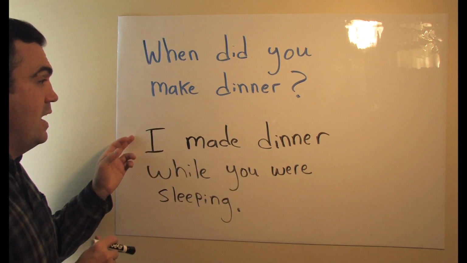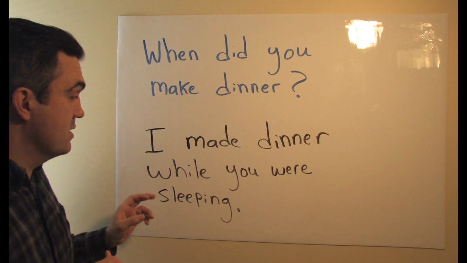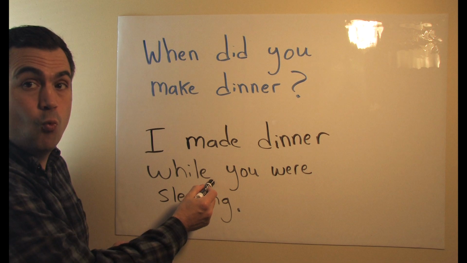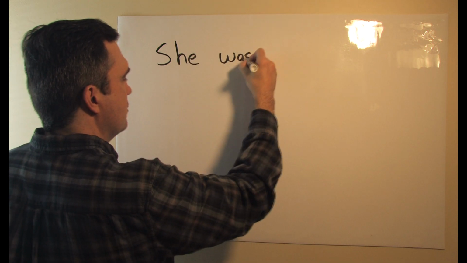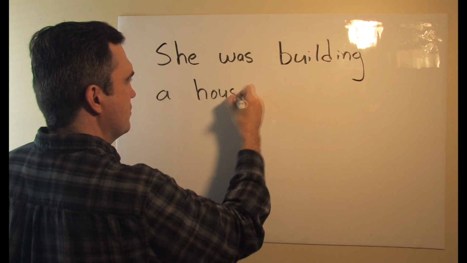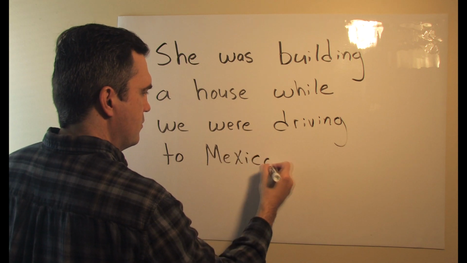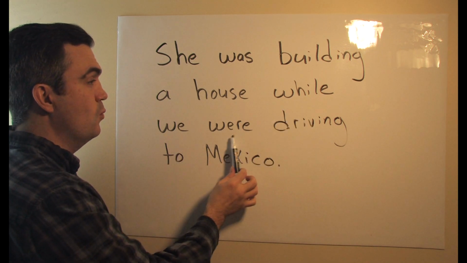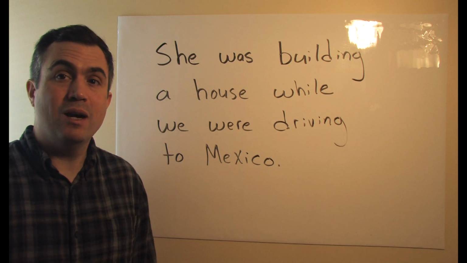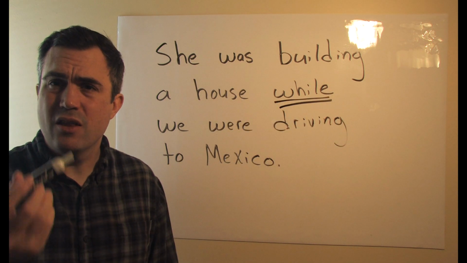So could you say, I made dinner when you were sleeping? Yes, you could, but this is the preference. This is typical, using while to introduce a long action. Okay? What if we have two long actions? For example, she was building a house, long action, while we were driving to Mexico. Okay, no problem. We have a long action, and then we're using while, and another long action.